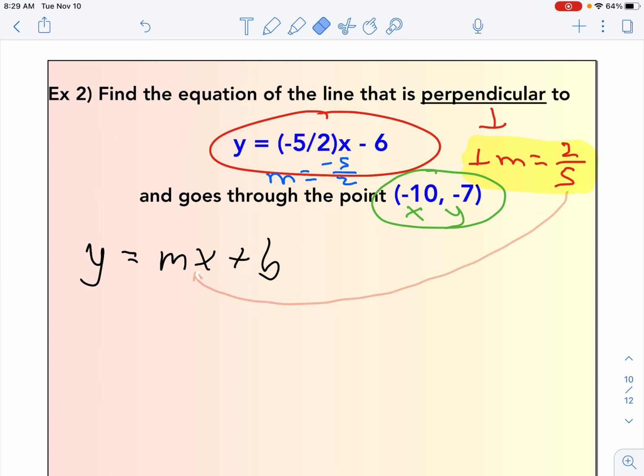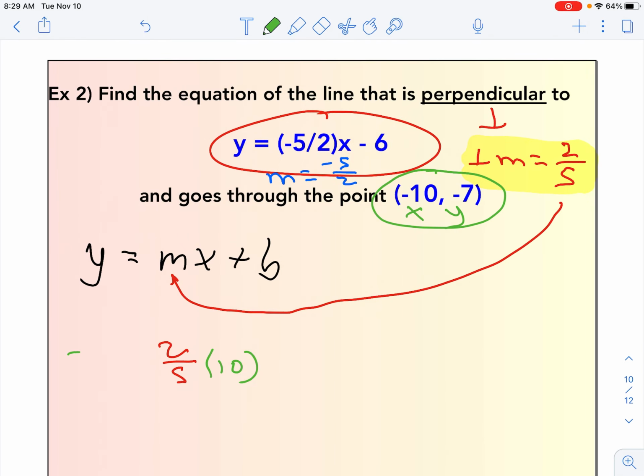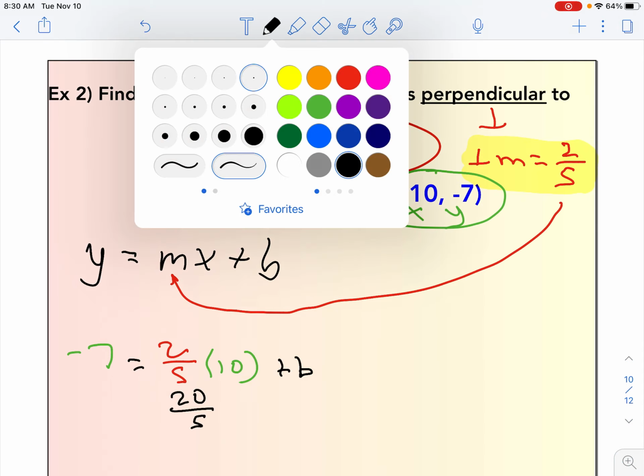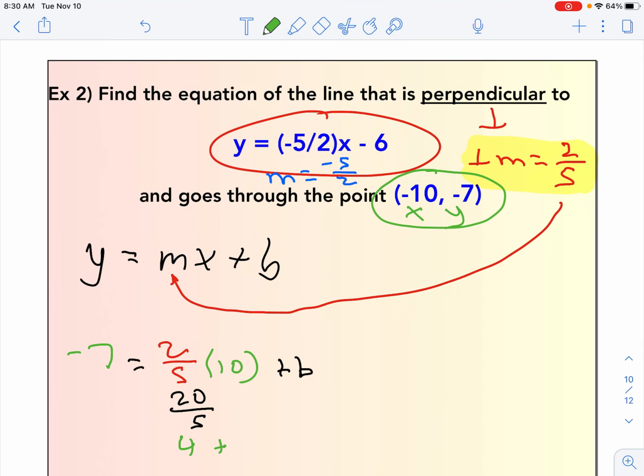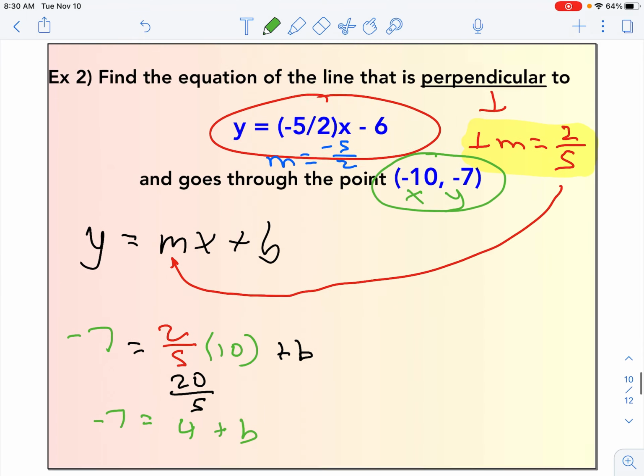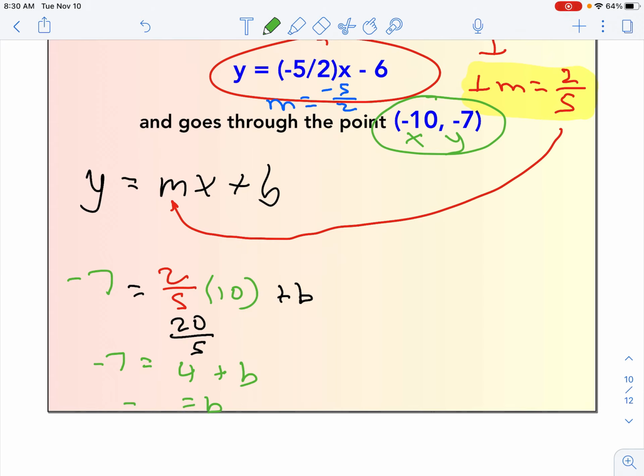So let's try that again. It's going to go in here for m. So that is going to be 2/5. The x part is going to be my 10. And the y part is my -7. And then we have y equals mx plus b. And now we just need to solve that. This is going to give us 20 over 5, which is 4. So that's going to give us 4 plus b equals -7. And then we subtract 4 and we get b equals -11.